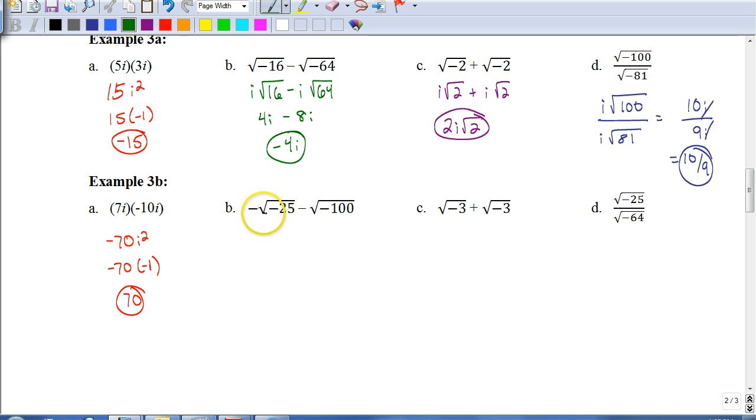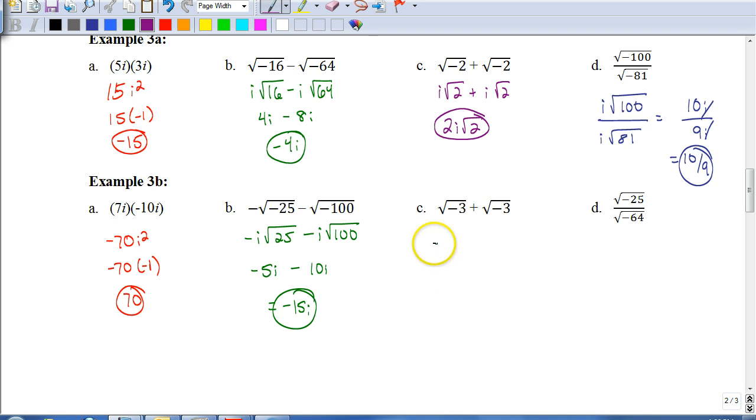Here I have negative square root of negative 25 minus square root of negative 100. Again, ignore the fact that there's a negative right there. That doesn't change the fact that I have to take out an i. So it's going to be negative i square root of 25 minus i square root of 100. Square root of 25 is 5, so it'll be negative 5i. Square root of 100 is 10, so it'll be minus 10i. So your answer here would be negative 15i.